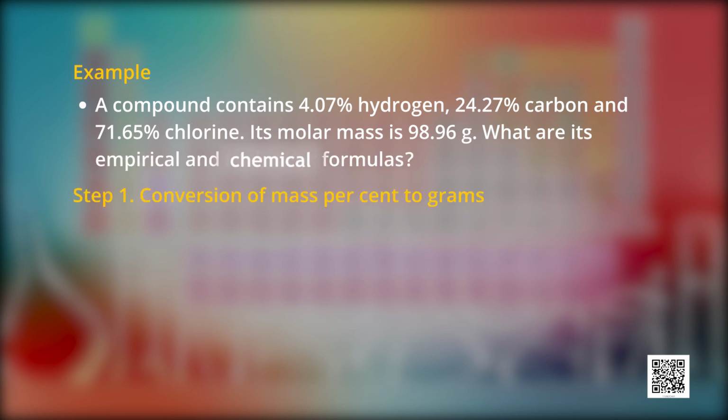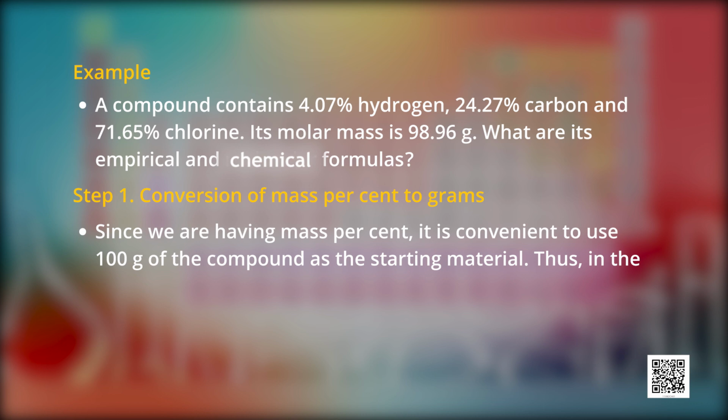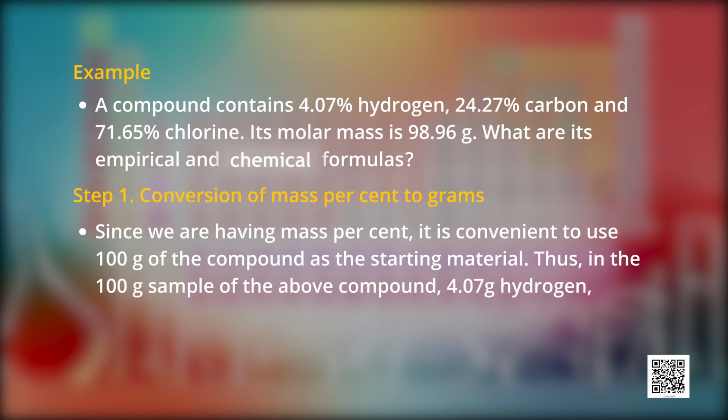Now we will study the steps to find out the same. Step 1. Conversion of mass percent to grams. Since we have the mass percent, it is convenient to use 100 gram of the compound as the starting material. Thus, in the 100 gram sample of the above compound, 4.07 gram hydrogen, 24.27 gram carbon and 71.65 gram chlorine are present.